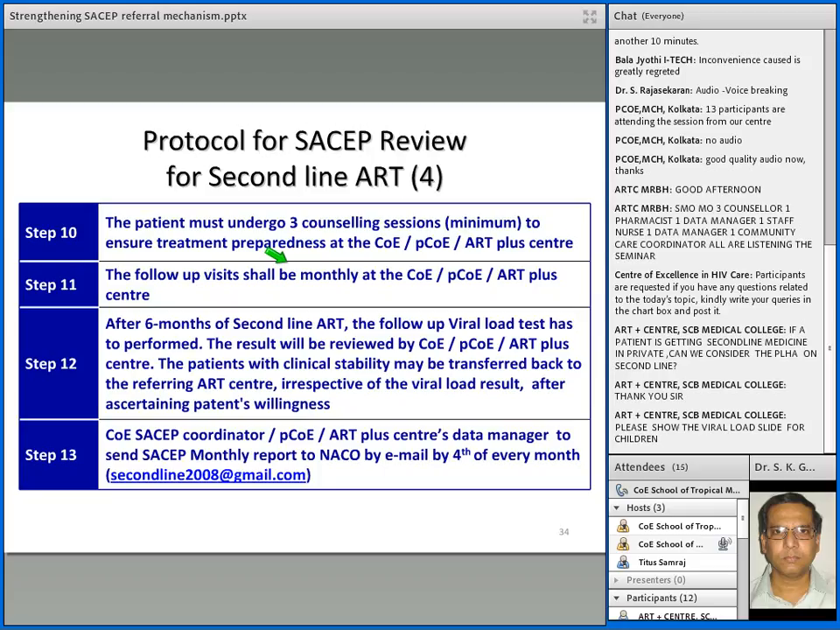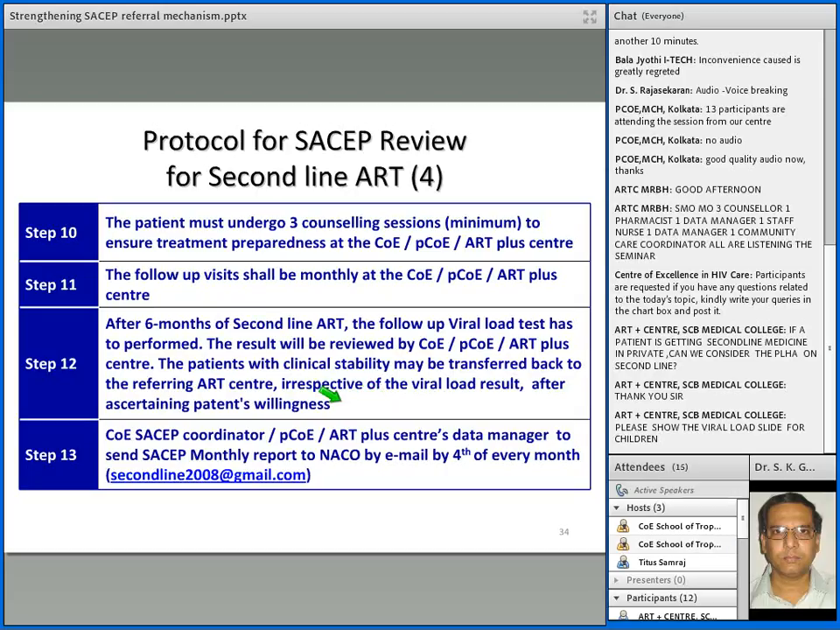After 6 months of second line ART follow-up, viral load test has to be performed for all patients at the ART plus, and patients with clinical stability may be transferred back to the referring ART center irrespective of the viral load result after ascertaining the patient's willingness. If the patient wants to go, after 6 months the patient can be back to the referring ART center, and the drug supply will once again be taken care of by the state AIDS control societies.